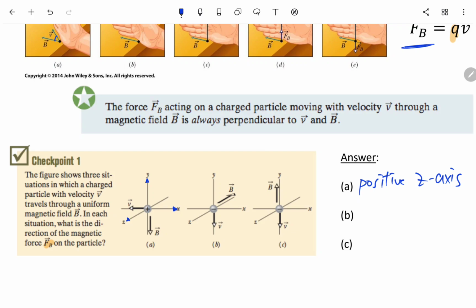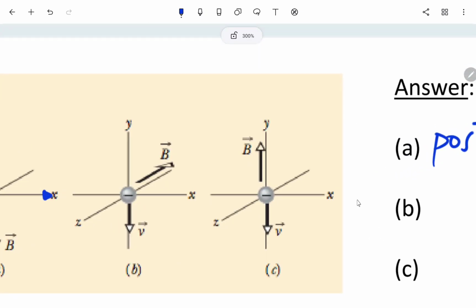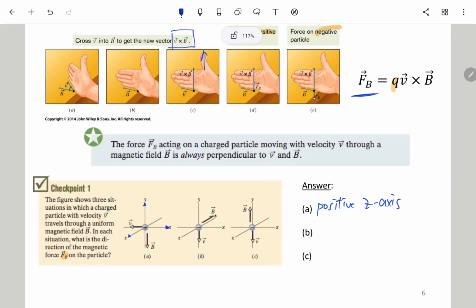So first we try to use the right hand rule to become familiar with it. For the second case, V is pointing downward, B is pointing into the page, and this is a negative charge. V is pointing downward, and then B is pointing into the page. Crossing it like this, your thumb is pointing to the right side, the positive x-axis. But this is a negative charge, so FB should be pointing to the left side, which is the negative x-axis.